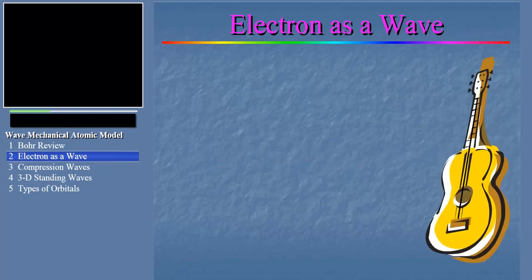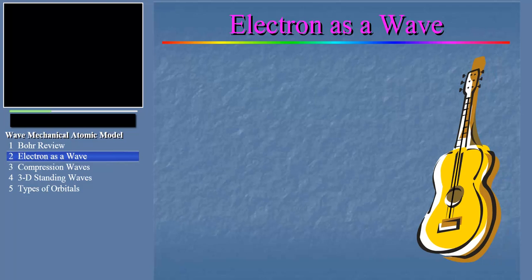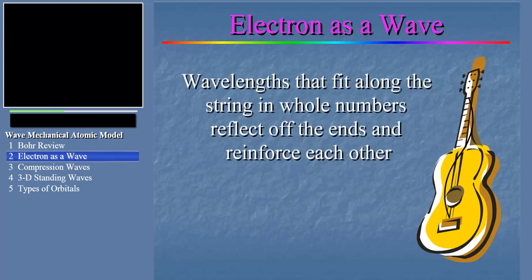Consider a guitar string. Now, for a given guitar string length, only certain wavelengths can produce standing waves. These are wavelengths that fit neatly on the string, with no string left over. For example, a wave whose wavelength is exactly equal to the length of the string would do the job. That's the kind of standing wave we're showing on the string right now. When we pluck the string, there are many wavelengths produced, but the wavelengths that fit along the string in whole numbers reflect back and forth off the 2 ends of the string and are reinforced by each other that way. This produces the standing wave.